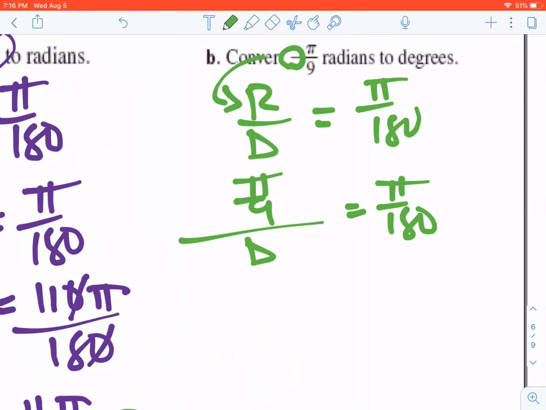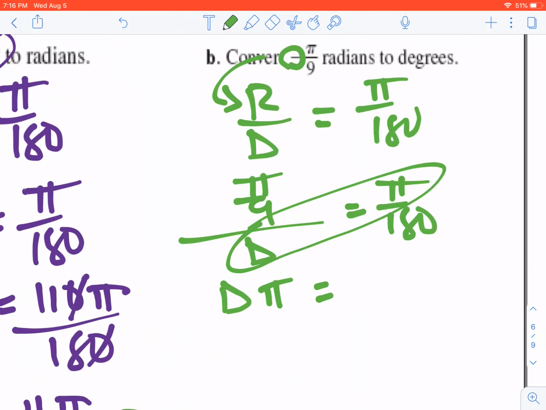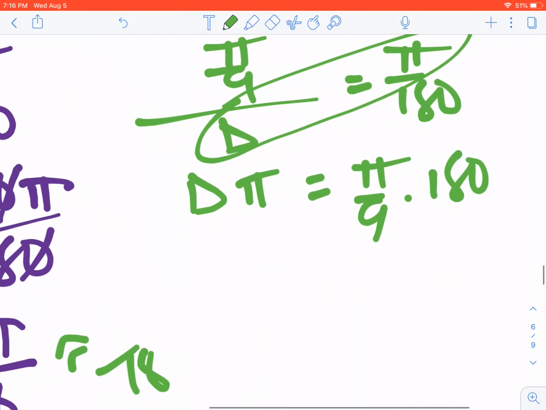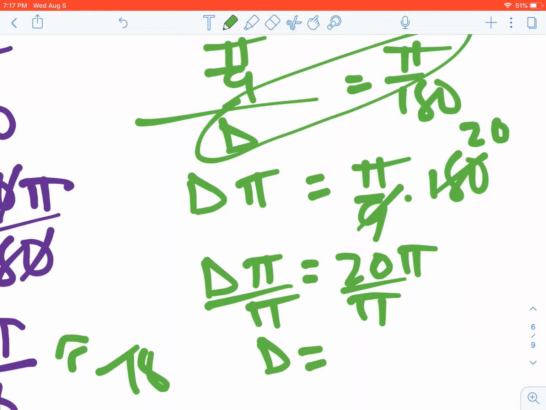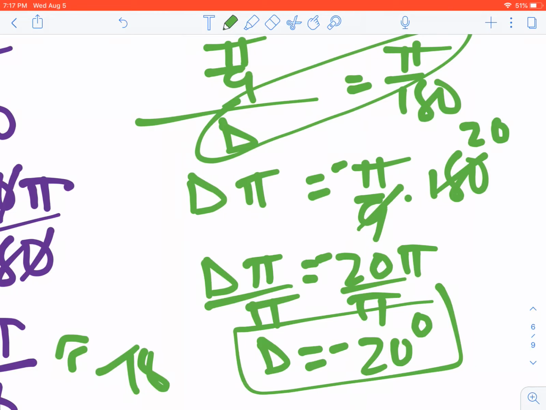Let's not deal with that complex fraction, let's just do cross products. Degrees times pi is equal to pi over 9 times 180. Let's do some simplification. 9 can go into 180 20 times, so this is 20 pi. Divide both sides by pi. So in degrees, negative pi over 9 is exactly negative 20 degrees.